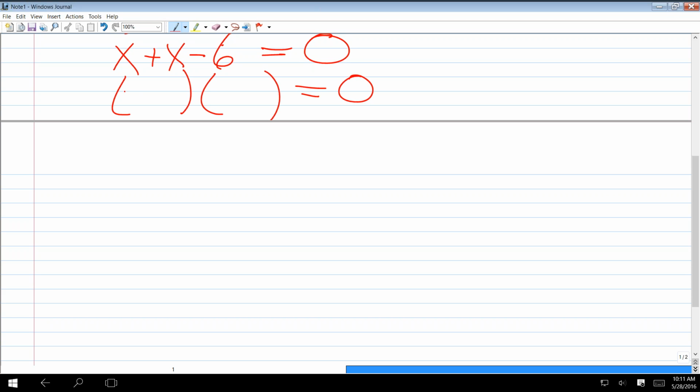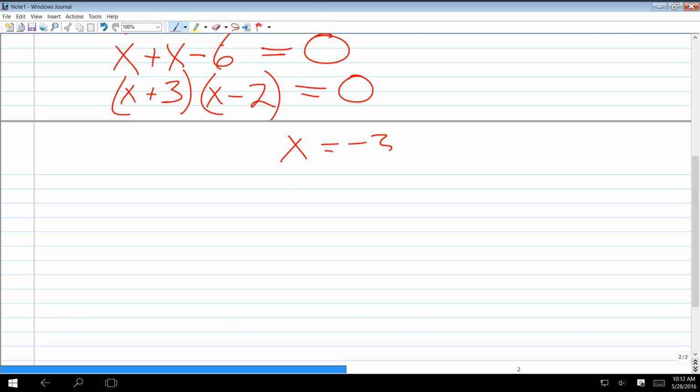What are the factors? X plus... Has to be opposite signs. It's the only way you can produce the minus 6. Okay, so x plus 3, x minus 3. Yeah. X plus 3, x minus 2. These two numbers have to be factors of this constant. That's what I meant to say. Okay. So we get x equal minus 3 and x equal 2 as our solutions.